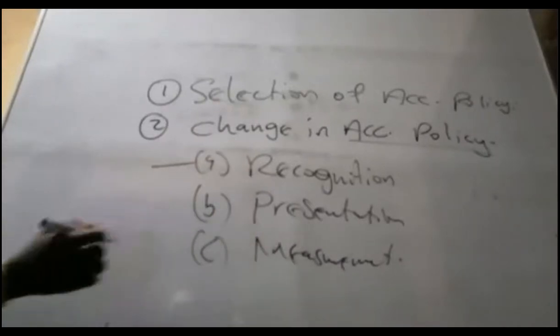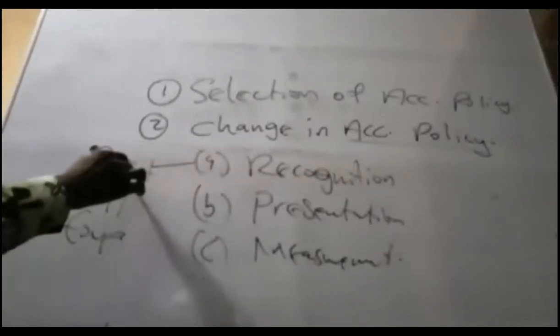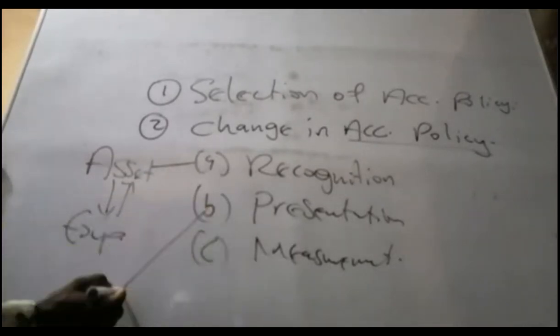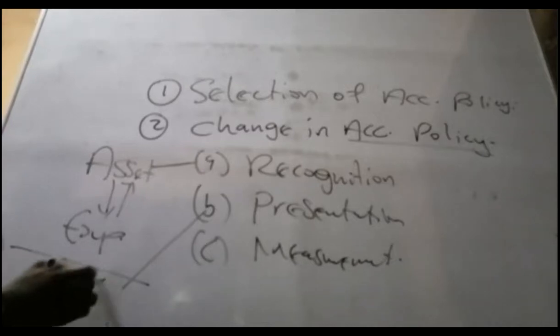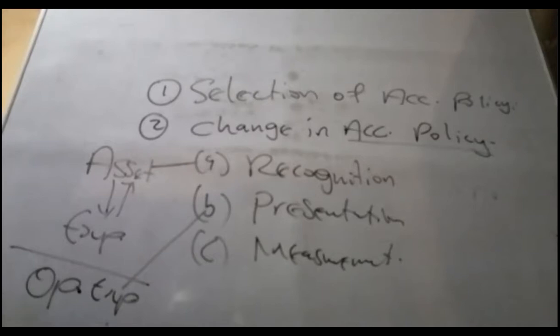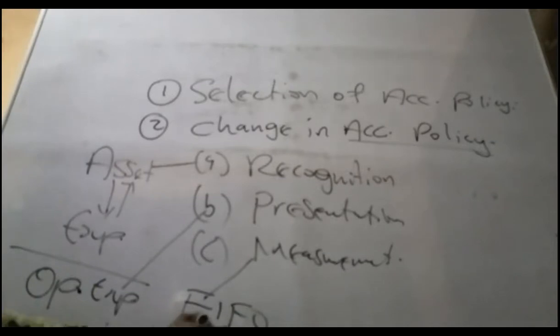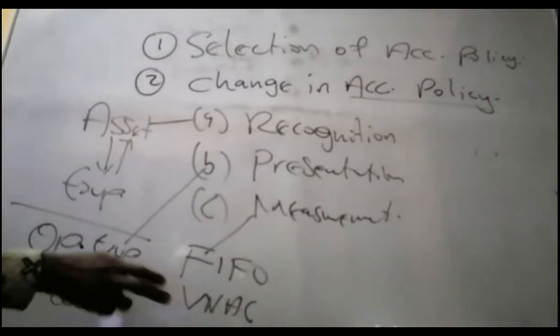Recognition simply means the item was formerly recorded as an asset, but now it's a what? An expense, or vice versa. Presentation. Formerly, the item was presented, look at depreciation, it was presented under what? Operating expenses. But now the entity says no, they are going to present it under what? Cost of sales. So that is a presentation. Then finally, measurement. Inventory. Formerly, you were using what? FIFO. Now you want to use what? Weighted average cost method, or vice versa. You can also change from weighted average to FIFO in that order.